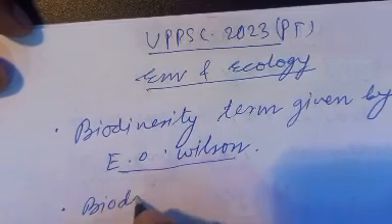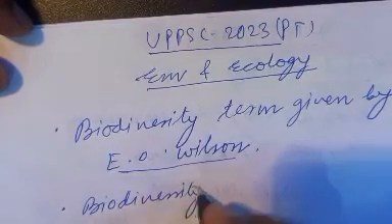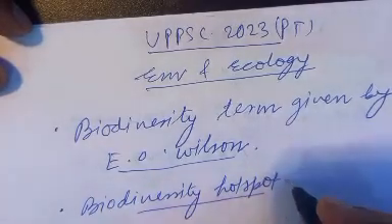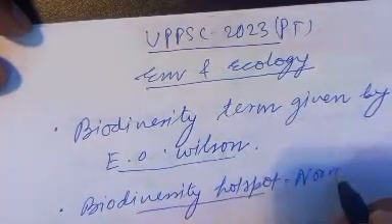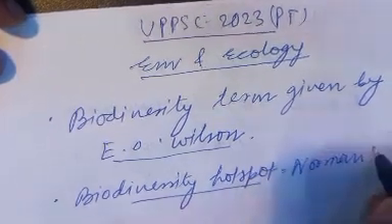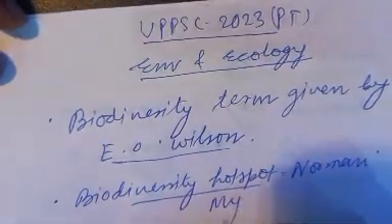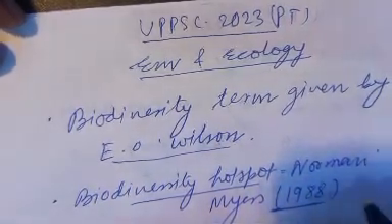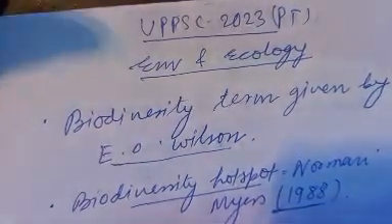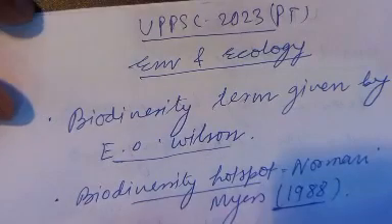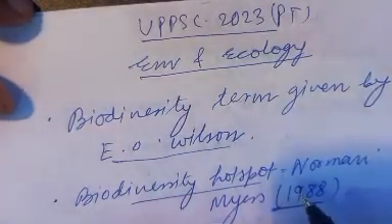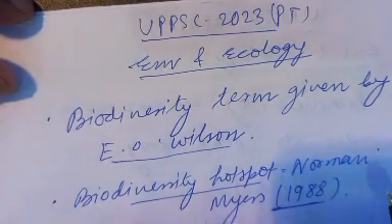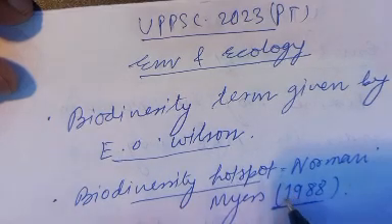The next one is biodiversity hotspot. This term was coined by Norman Myers in 1988. In the same year, the IPCC was also established, that is, the Intergovernmental Panel on Climate Change. Biodiversity hotspot, Norman Myers, 1988.